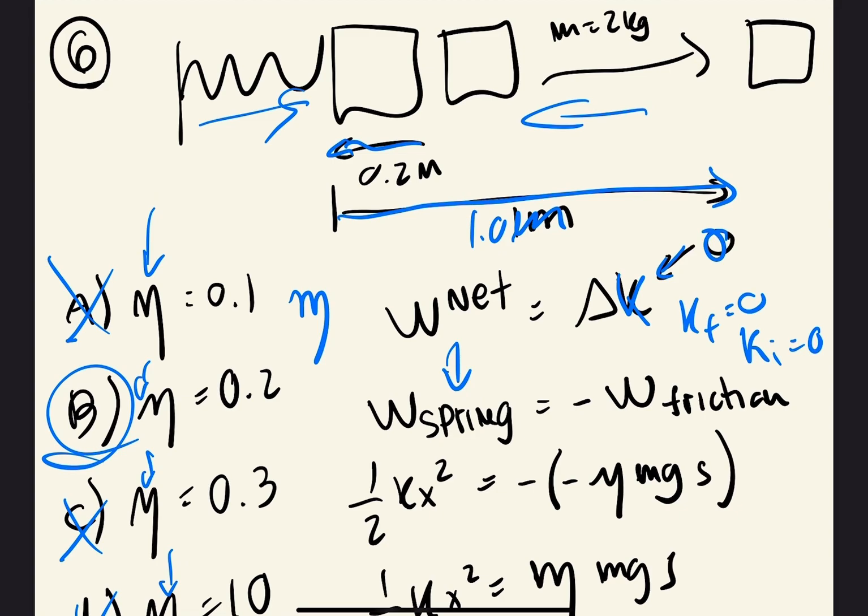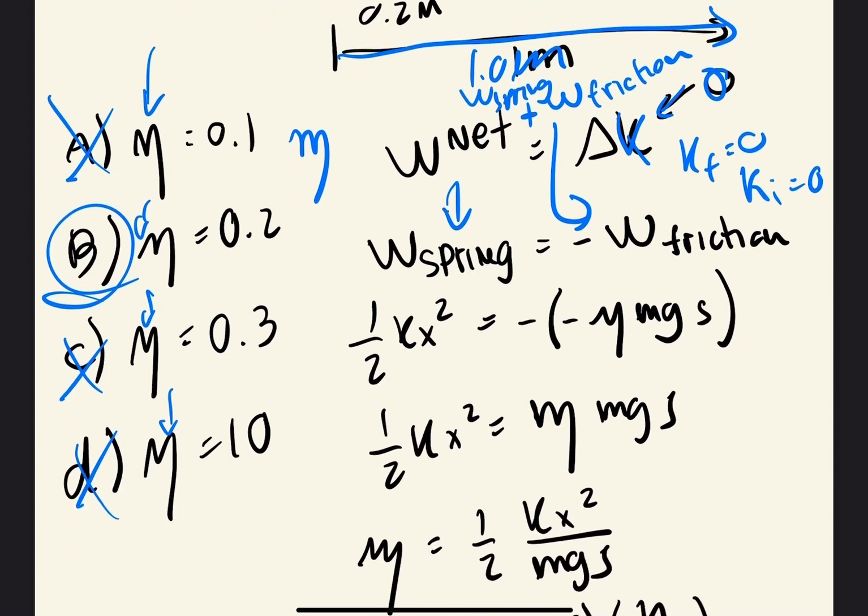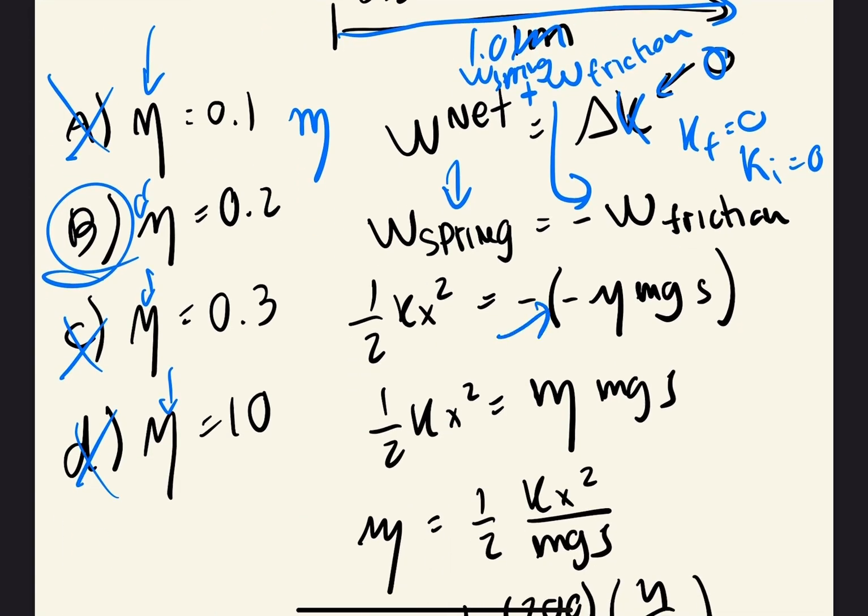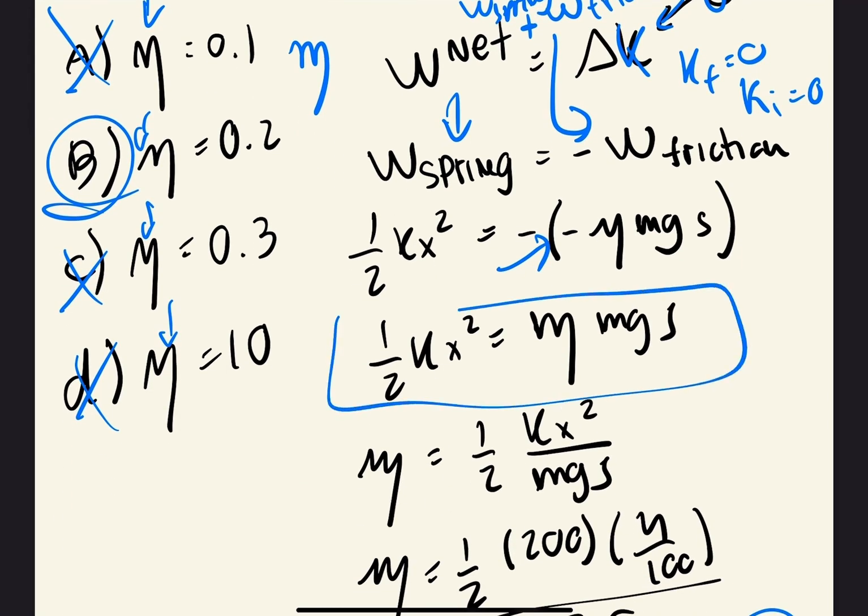They're equal. The work of the spring is equal to the opposite of the work of friction, because obviously it was supposed to be plus friction, right? But when you pass the friction work to the other side, it becomes negative. So we get this equation right here.